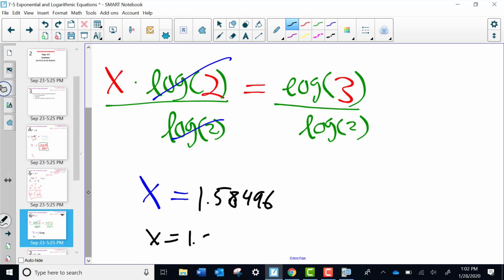So it's just 1.5850. Everything is exactly the same. The only difference is sometimes we'll get decimals, sometimes we'll get integers. That's the only difference.